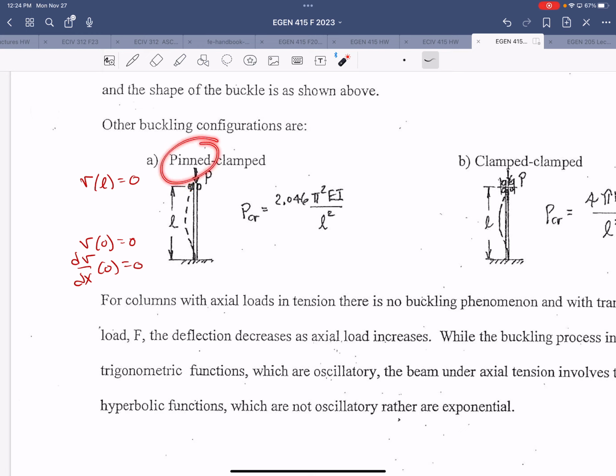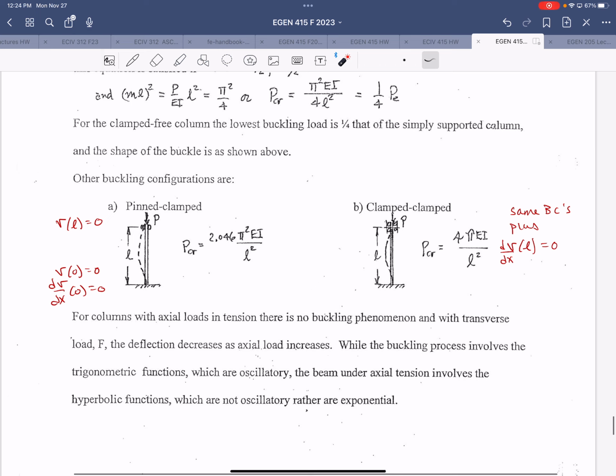Calling it pinned clamped. And so here you would have the condition of deflection at x equals L is 0. And then your boundary conditions would be the same as before, right? Deflection and slope 0 at the base. You would end up with a critical buckling load of 2.046 pi squared EI over L squared. So a much higher force required to cause this to buckle compared to the free end.